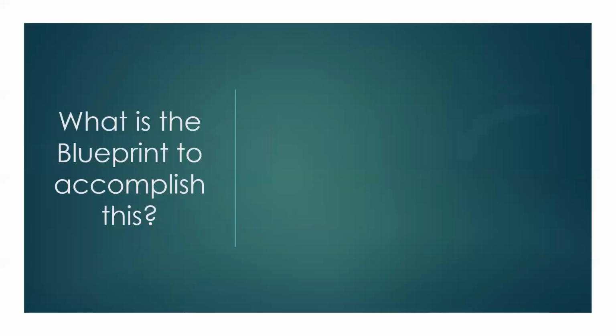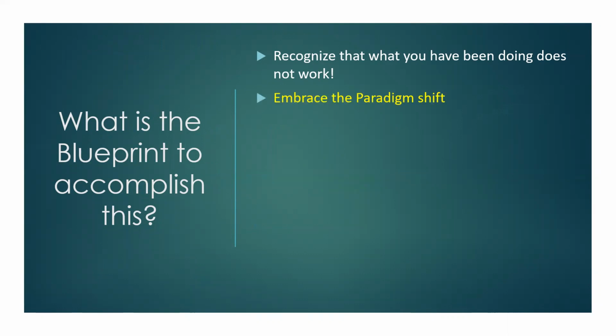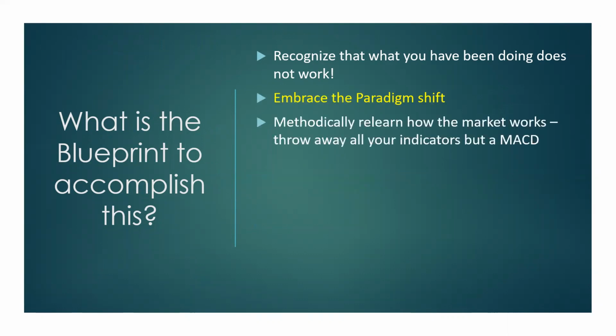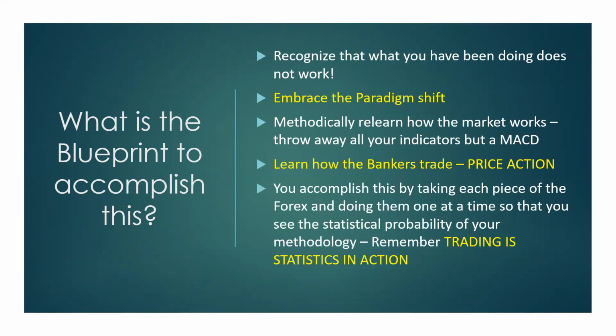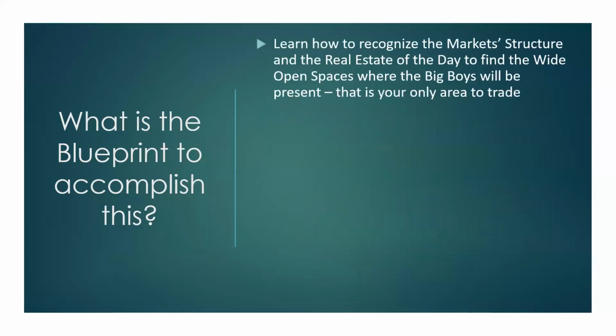So what is the blueprint to accomplish this? Recognize that what you have been doing does not work. Embrace the paradigm shift. Methodically relearn how the market works and throw away every indicator you have on a chart except a MACD. Learn how the bankers trade. They trade price action. You accomplish this by taking each piece of the Forex and doing them one at a time so that you see the statistical probability of your methodology. Remember that trading is statistics in action. Learn how to recognize the market structure and the real estate of the day to find the wide open spaces where the big boys will be present.